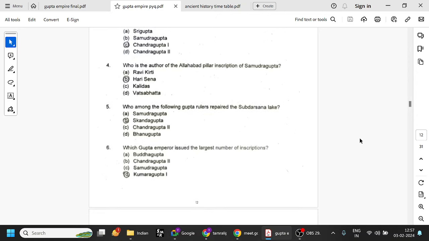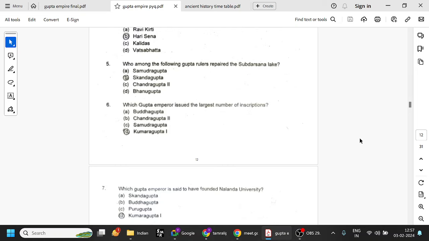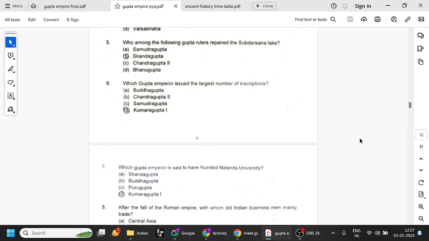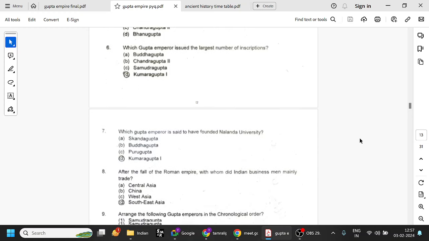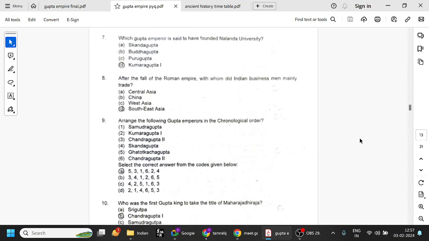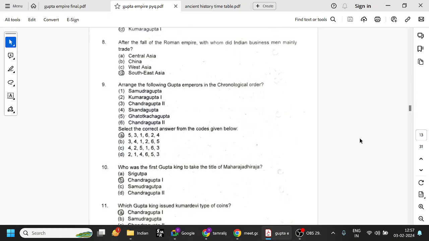Who repaired the Sudarshan Lake? Chandragupta, the last major ruler, repaired the Sudarshan Lake. Who gave the largest number of inscriptions? Kumaragupta, we have seen. Nalanda University, Kumaragupta, we have seen. After the fall of the Roman Empire, who did India mainly trade with? Southeast Asia, Indonesia, all these things.